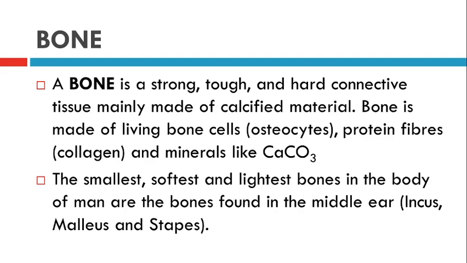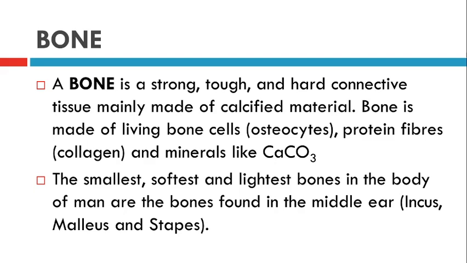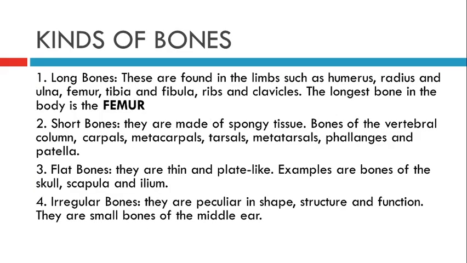The smallest, softest, and lightest bones in the body of man are the bones found in the middle ear. They are the incus, the malleus, and the stapes. Talking about the kinds of bones, we have long bones, short bones, flat bones, and irregular bones.